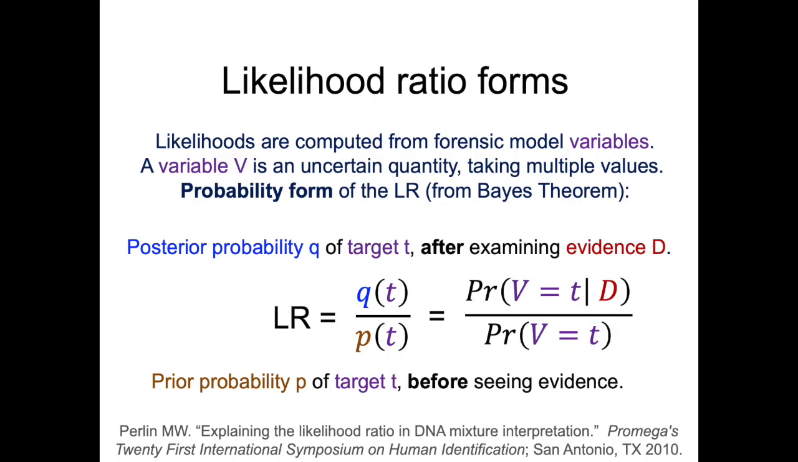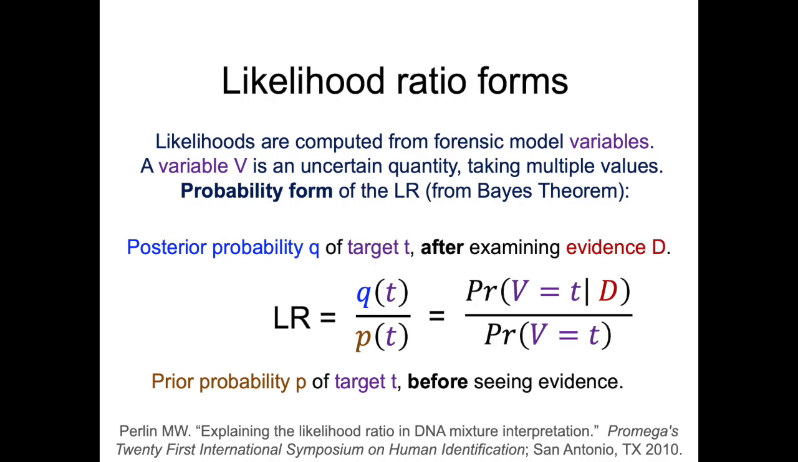There are different ways of writing down the likelihood ratio. Some formulas are better for explaining what it means, others are better for calculating. Likelihoods are computed from the variables used in forensic models. A variable is an uncertain quantity that can take multiple values. The probability form of the likelihood ratio is ideal for overcoming confirmation bias. It can be derived using Bayes' theorem. This form is the ratio of posterior probability divided by prior probability.